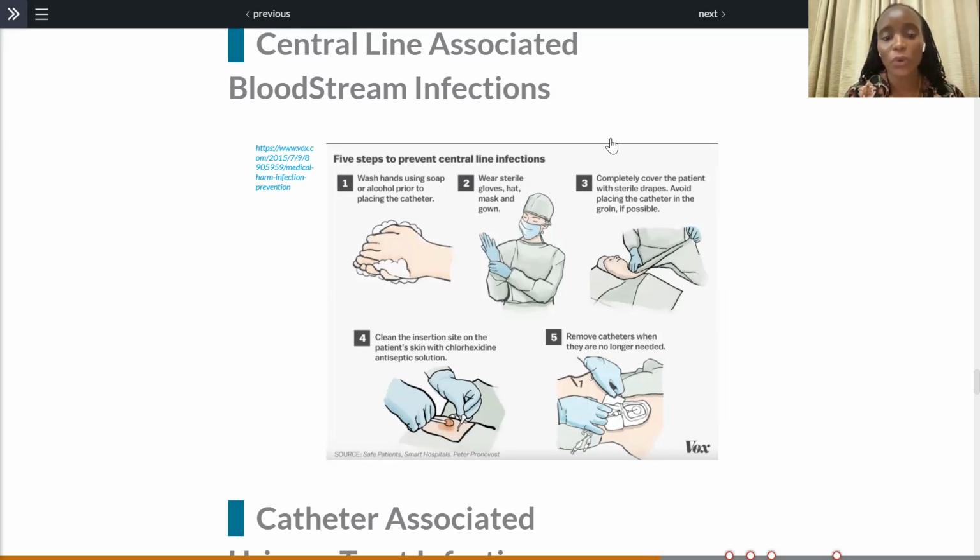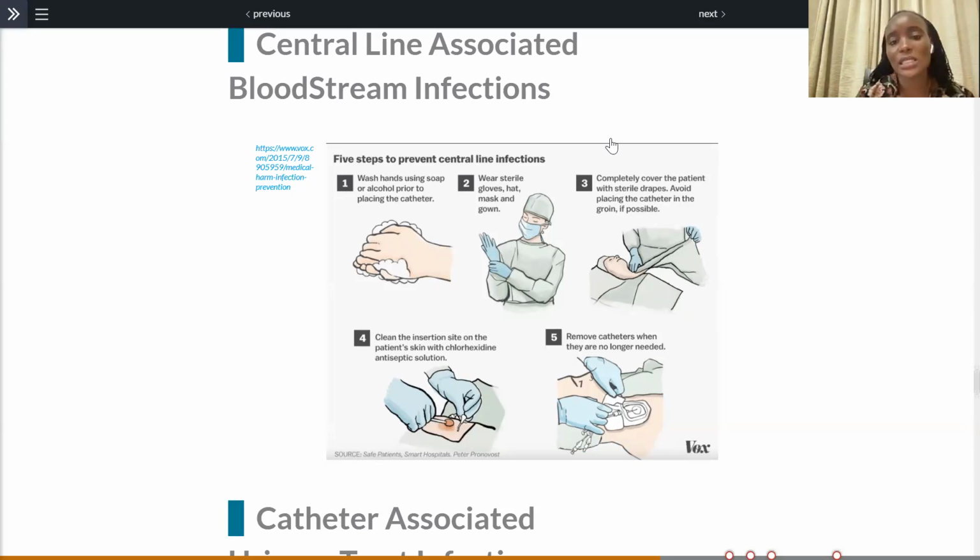So one, the main thing in any facility, be it in the ICU, be it in the ward, is washing your hands frequently with soap or alcohol. You wear your sterile gloves and your sterile outfits, the hat, the mask, the gown. You cover the patient with sterile drapes. You clean the insertion site with chlorhexidine. Chlorhexidine is superior to betadine. And then you remove catheters when they are no longer needed.